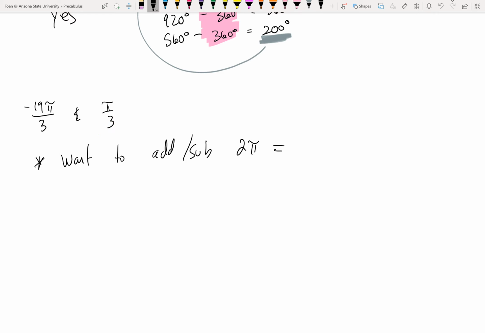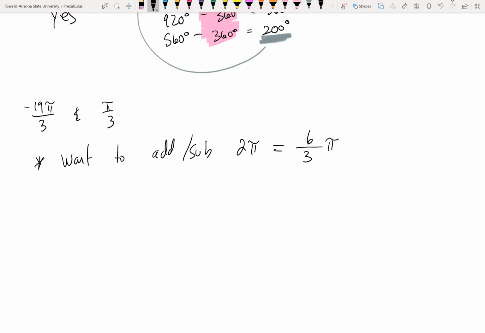So I have to ask myself, the number 2 is the same thing as how many thirds? And this should not be a hard question. Take 2 candy bars, chop them each into 3 pieces. You have 6 pieces altogether. So all you have to do is just constantly add or subtract 6 pi thirds.